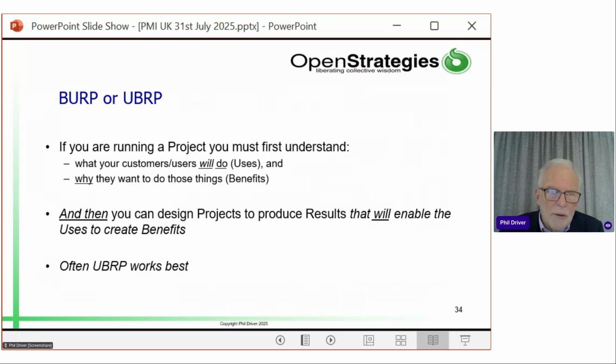And very often it works best to start with uses, because if uses create the benefits, uses are actually what control the strategy. They have more control than any other stakeholder. And that is scary because we cannot make the users do stuff. We have to enable them and motivate them to do the uses that create the benefits that everybody wants.